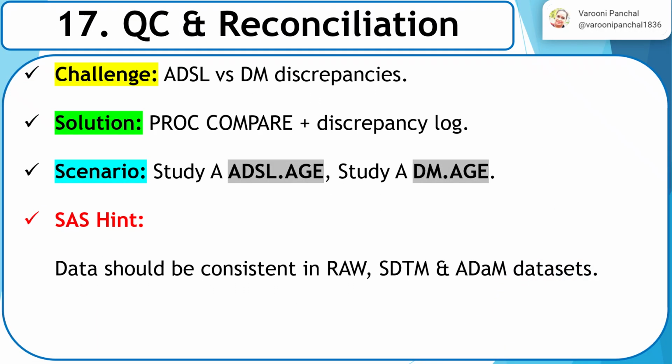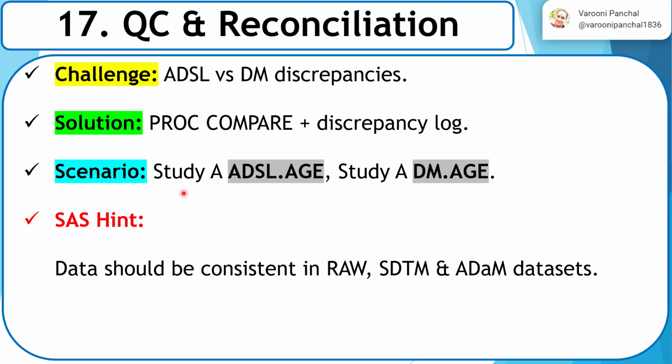Okay, number 17 is QC and reconciliation. Now the challenge here is ADSL versus DM discrepancies. What happens is, in these two data sets there might be some discrepancies. So the solution here is to use PROC COMPARE or the discrepancy log. You can use your SAS log or some other log that you are using in specific software.